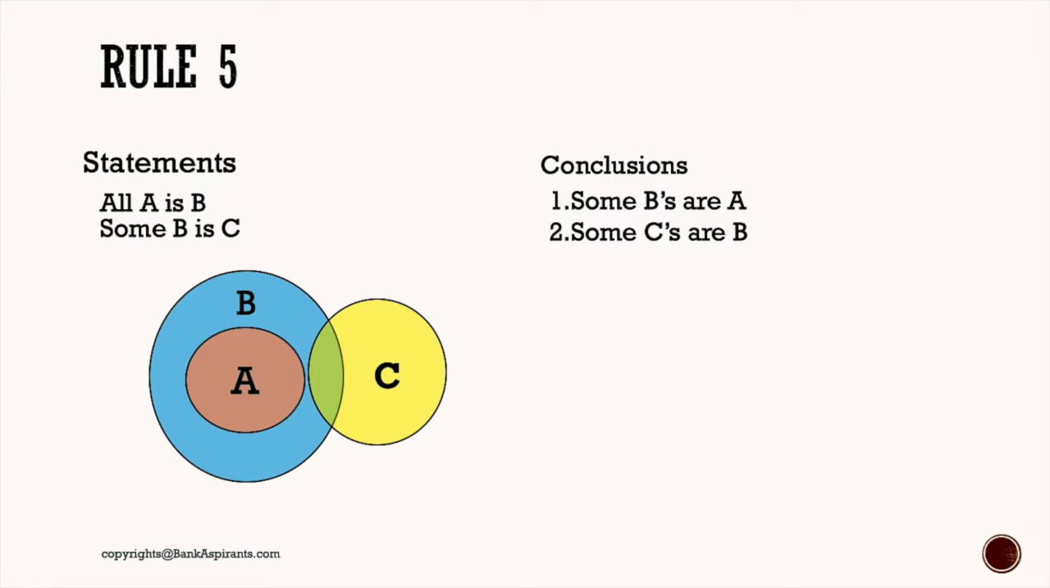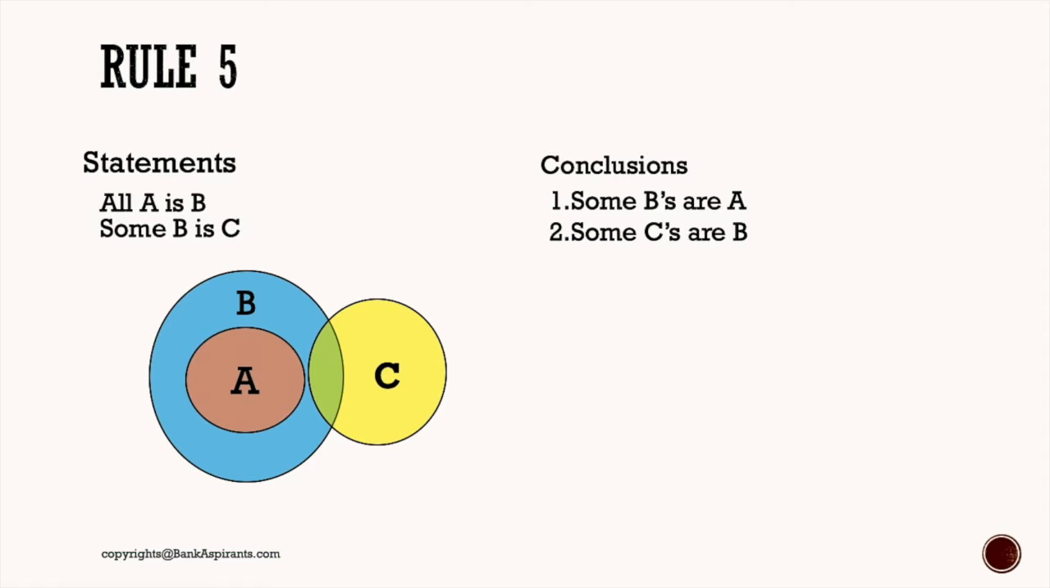Some B's are A. In the diagram and in the question, it is given that all A is B, but only some part of B is inside A. Only some part of B contains A, and some part of B contains C. So only some B's are A. And from the question itself we know some B is C, so some C's are B.